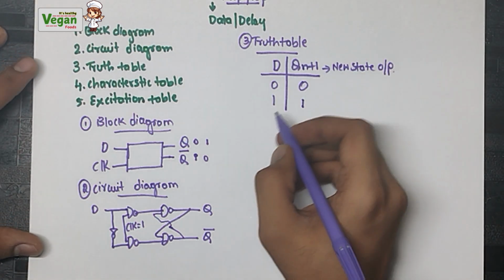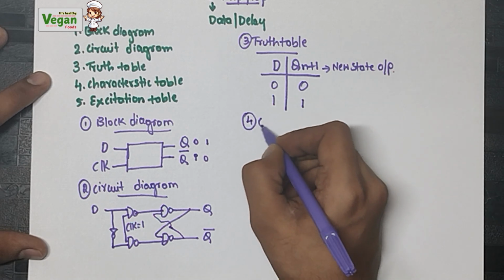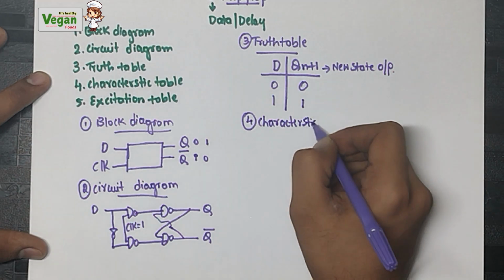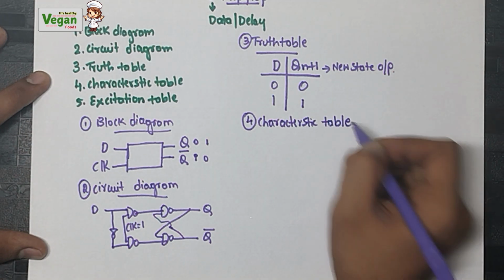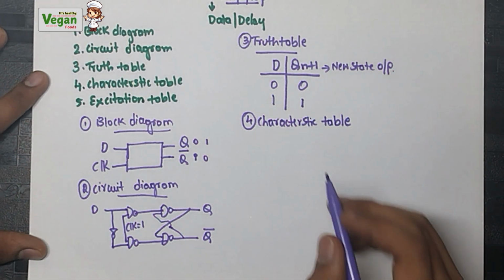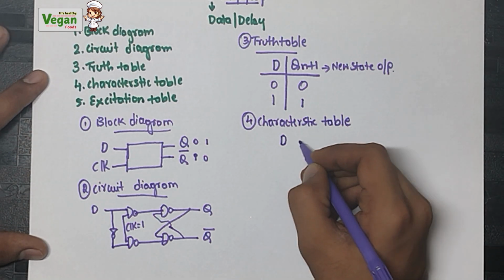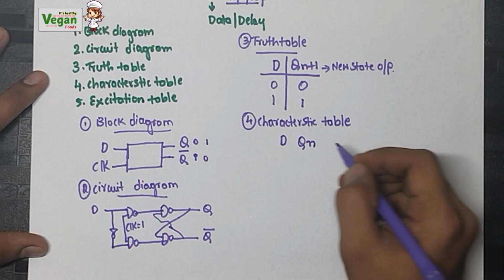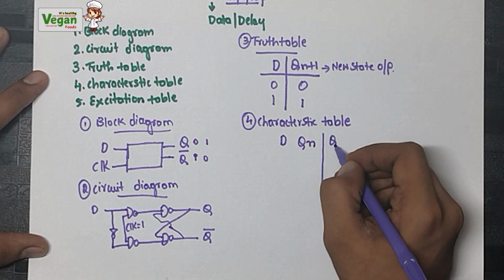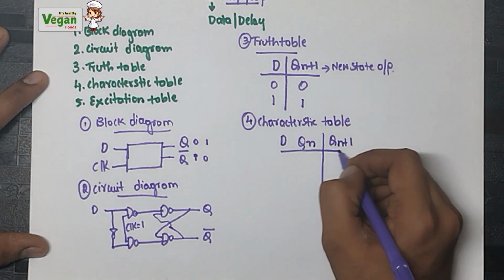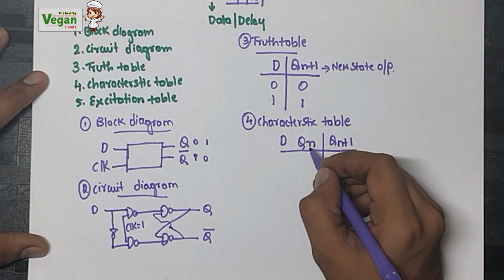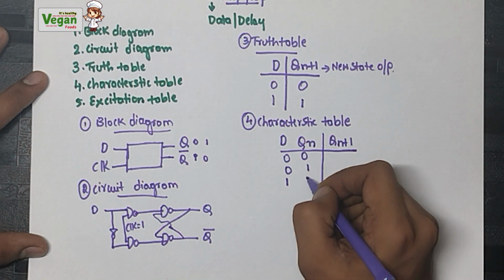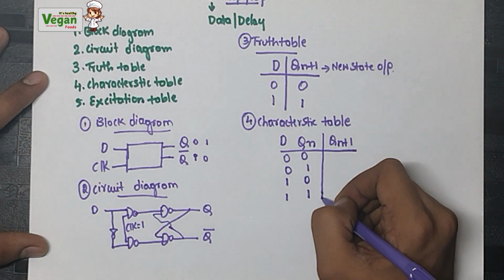Now using this truth table, let's construct the characteristics table. In the characteristics table, we will use 2 inputs: the first will be D, the second will be Qn. What is Qn? Qn is the previous state output. Since we have two inputs, the combinations are 0 0, 0 1, 1 0 and 1 1.